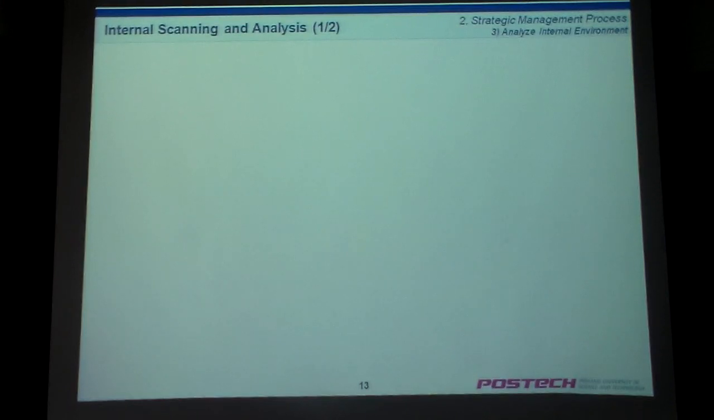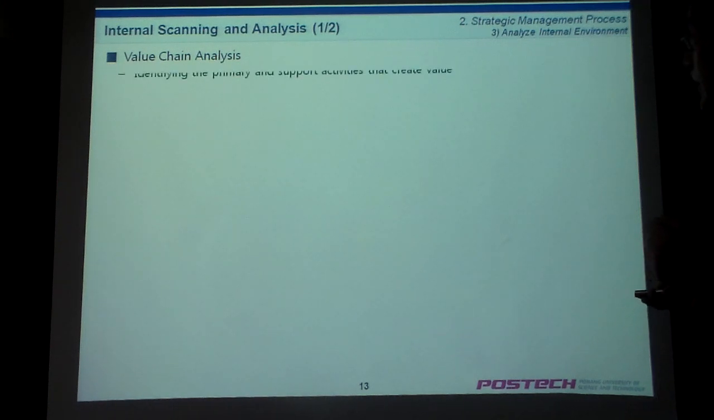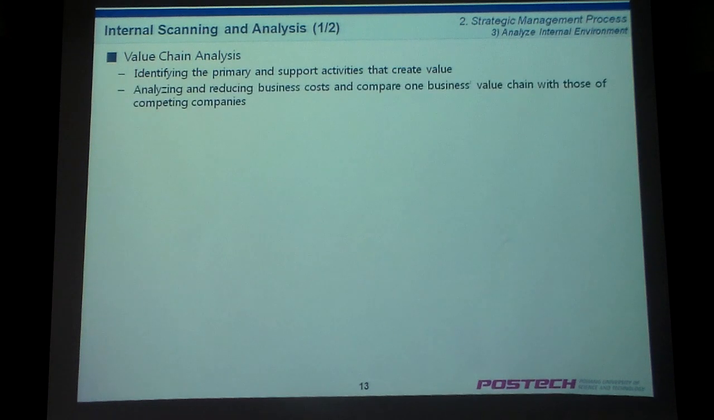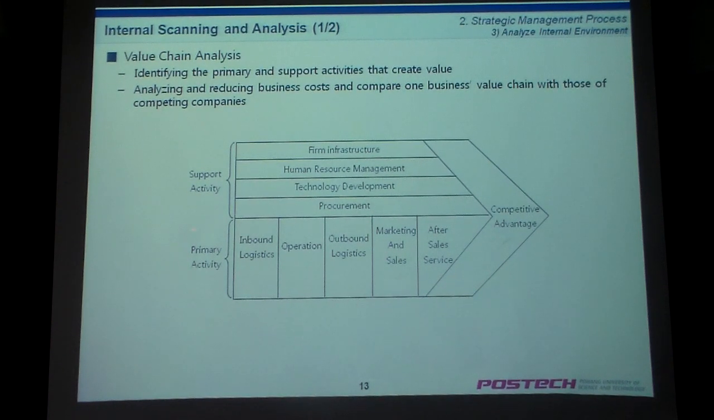Getting into the internal scanning and analysis, the value chain analysis is a good tool, also suggested by Michael Porter, identifying the primary and support activities that create value, analyzing and reducing business cost, and comparing one business's value chain with those of competing companies. So these are 5 activities. The primary activities are inbound logistics, operation, outbound logistics, and marketing and sales, and after-sales service.